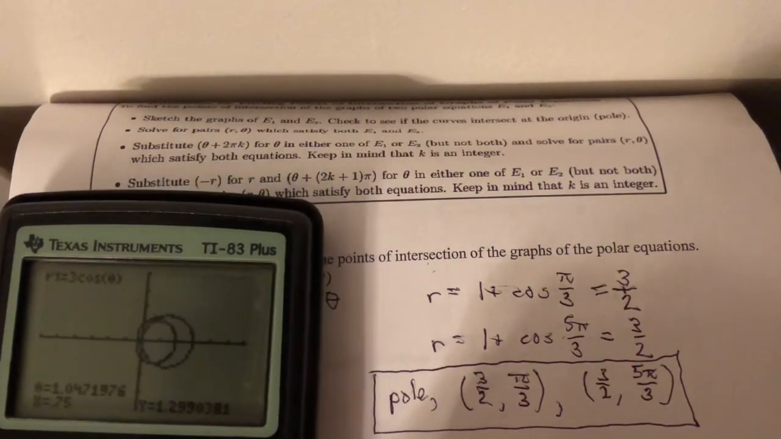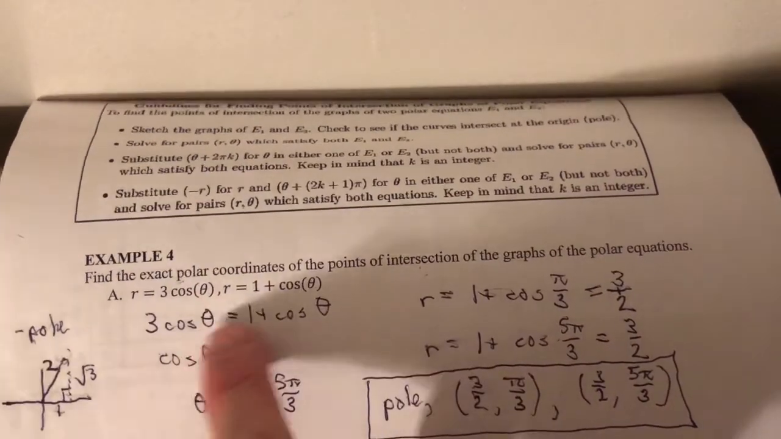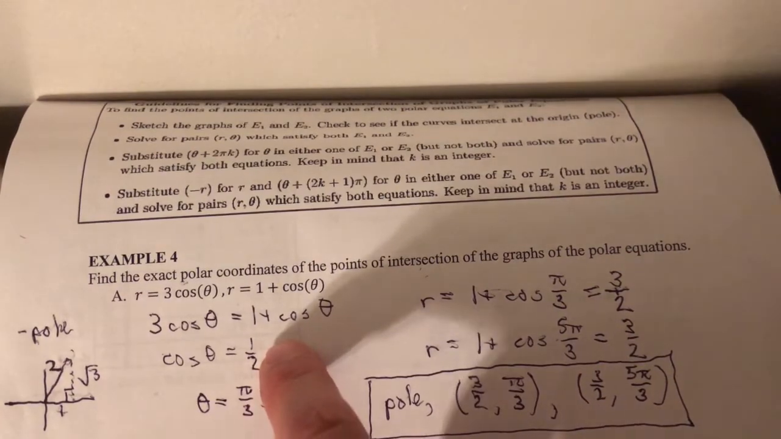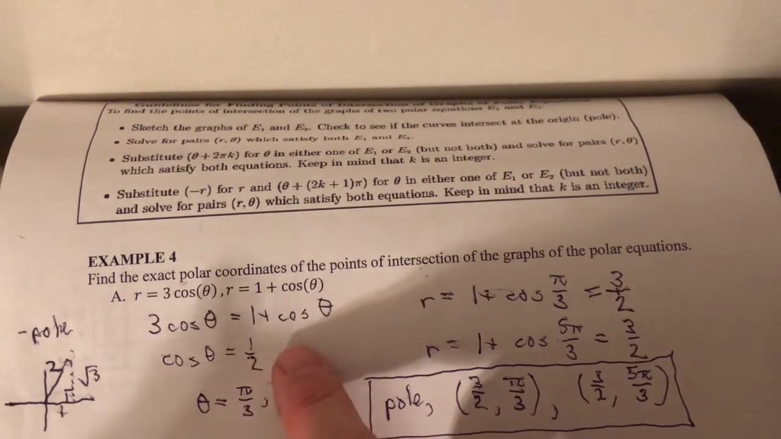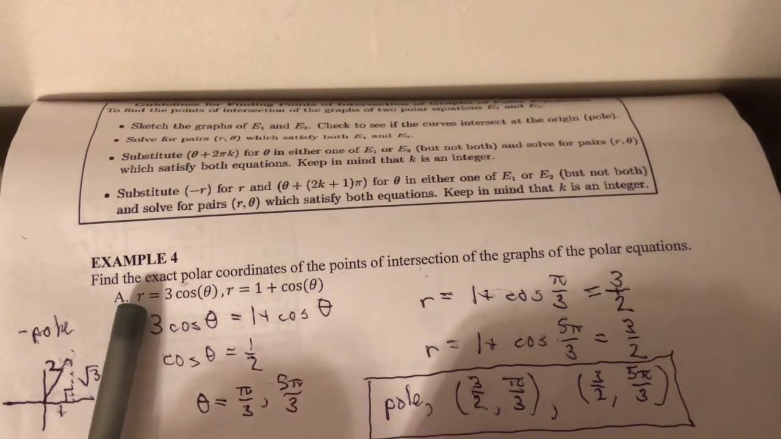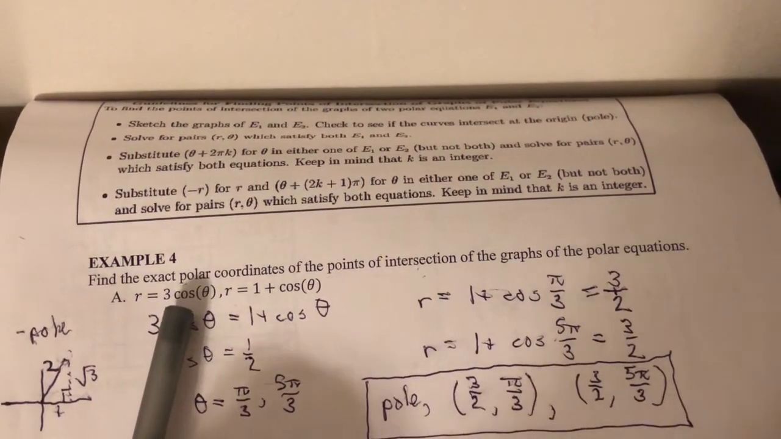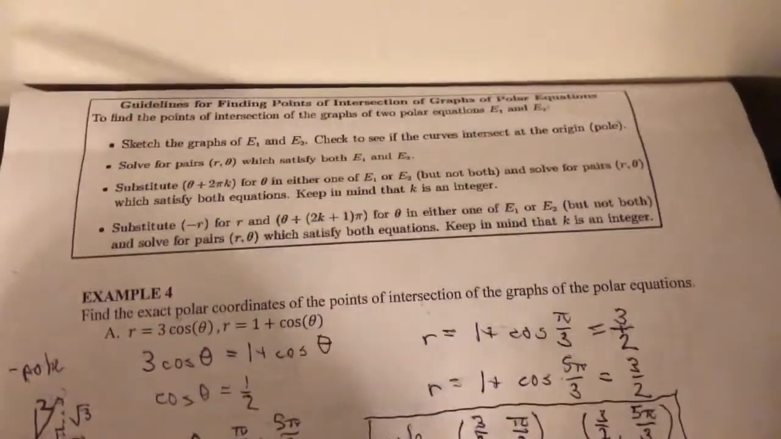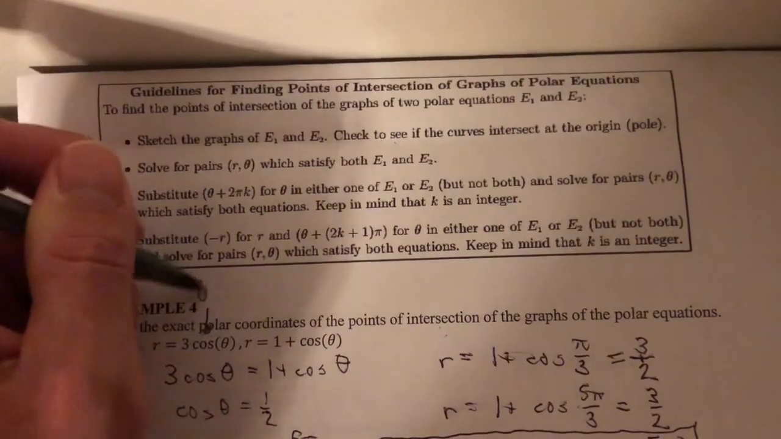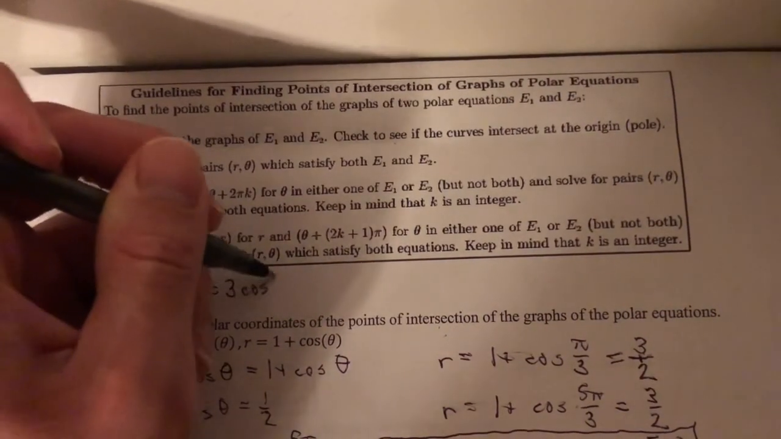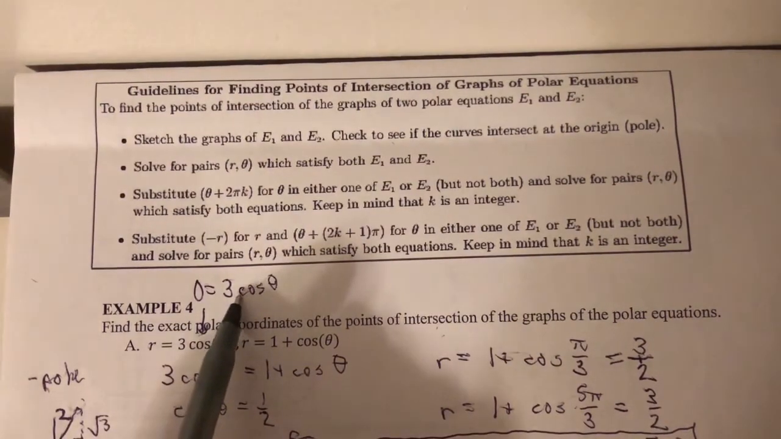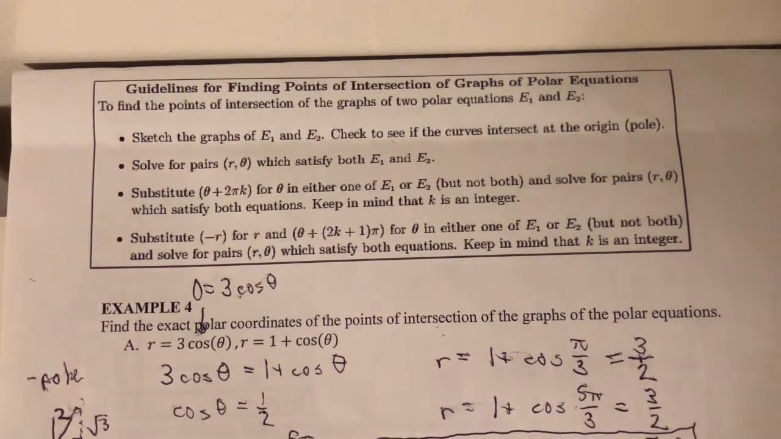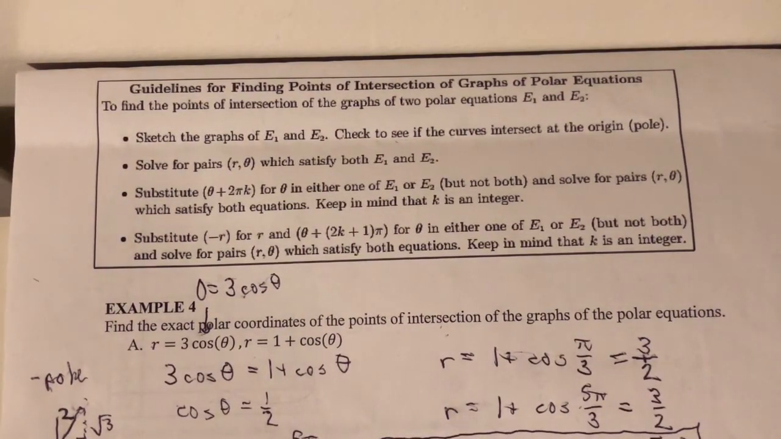Now, notice that when I set these two expressions equal to each other, we did not get the pole as an intersection point. So let's think about why that is. Well, if r equals 0 here in the first equation, we're going to have an angle whose cosine is 0, right? If r equals 3 cosine theta, this is going to hit the pole when r equals 0. So this means that cosine theta has got to be 0. And cosine theta is going to be 0 when your x-coordinate is 0, so at pi over 2 and 3 pi over 2.